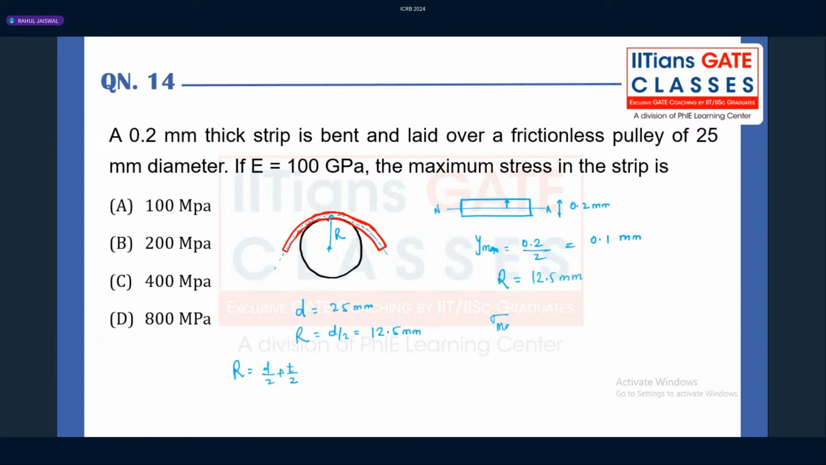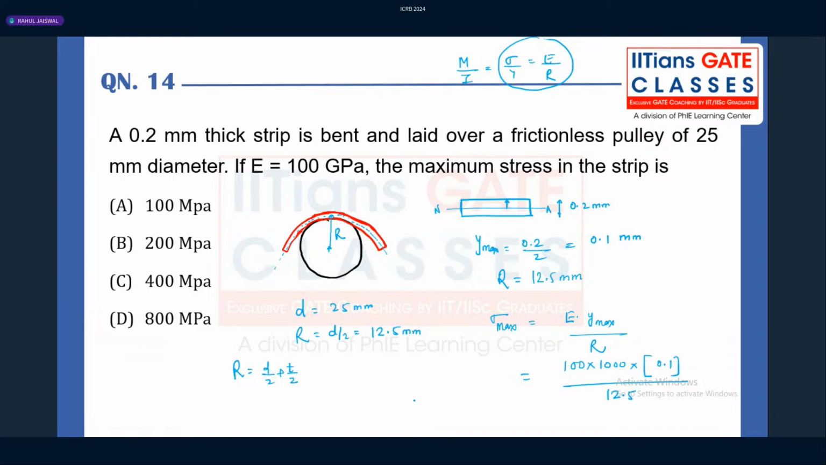So what is the maximum stress? What is the maximum bending stress in the strip? You know the formula M by I equals sigma by y equals E by R. That is the bending equation. Now if you compare these terms, you get sigma max, which is nothing but E into y max divided by R. What is the Young's modulus? It is given as 100 gigapascal. 1 gigapascal is 1000 megapascal. y max is 0.1.